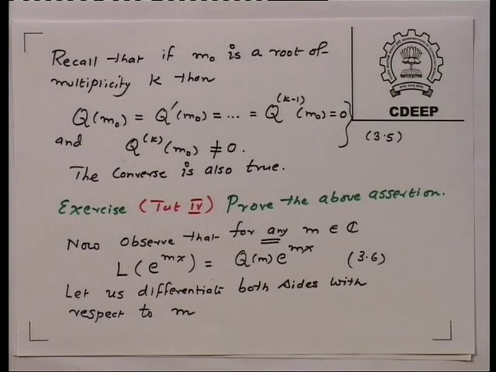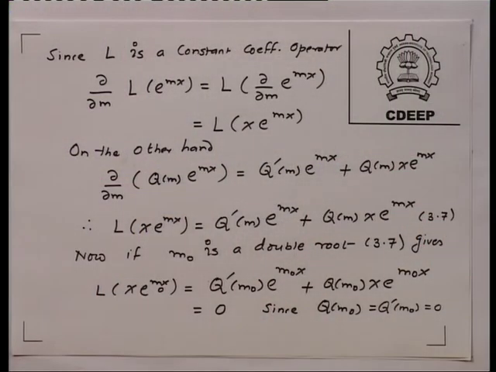You are differentiating with respect to m, remember. So derivative of e to the power mx is x e to the power mx, correct? Please remember this. You have to keep a record of the variable with respect to which you are differentiating. You are not differentiating with respect to x, you are differentiating with respect to m, the parameter, correct? So the differential operator is a constant coefficient operator in which m does not appear at all, correct? There is no m appearing in the differential equation, right? In the definition of L, there is no parameter involved.